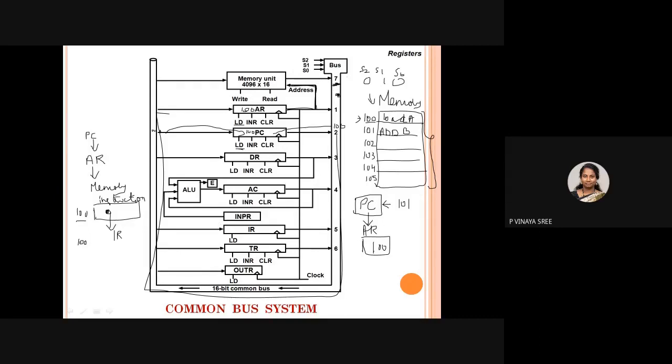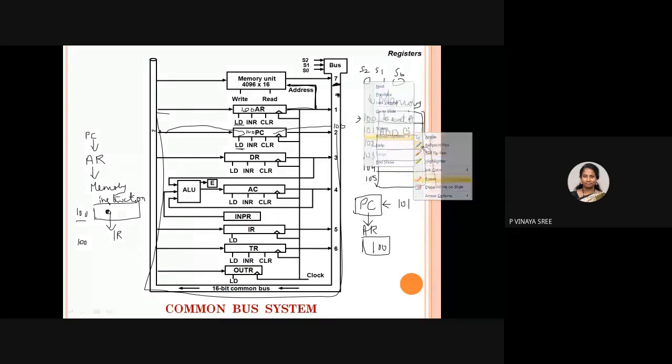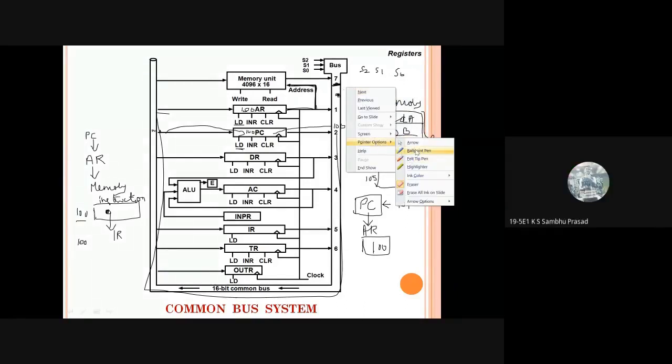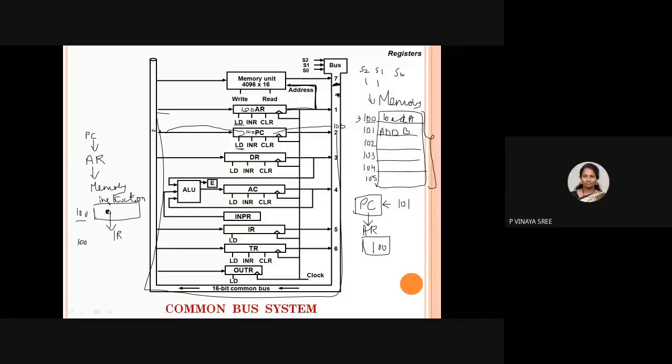7 indicates. How to represent 7 in the selection lines, ma? We'll be representing with all ones, ma'am. Yes, all ones. So if all ones, whatever we have in that particular address, called an instruction, will be placed in a common bus, which is load A.